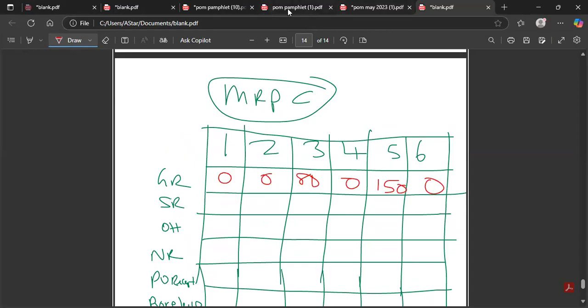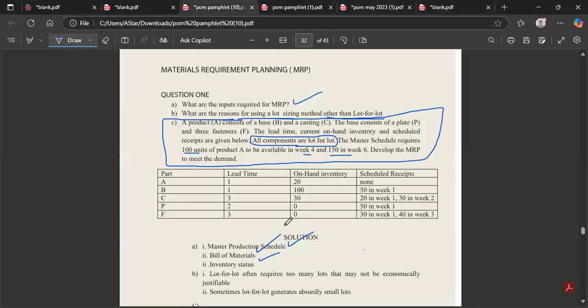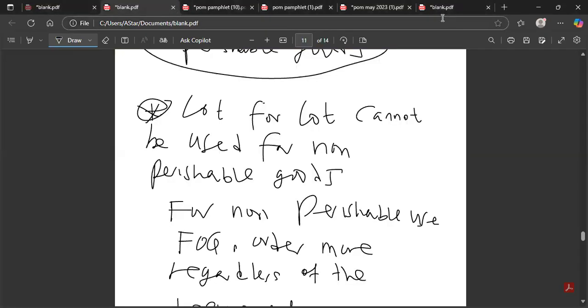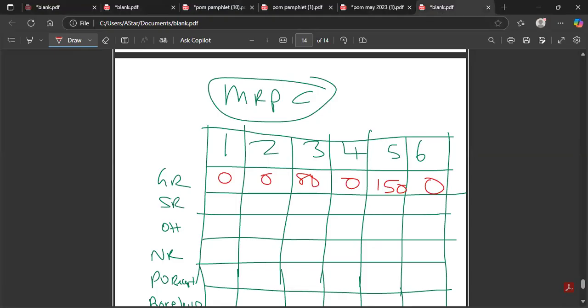What's our scheduled receipts in this case? Scheduled receipts for C is 20 in week 1, 30 in week 2. The rest are zeros. And then our on hand is what?